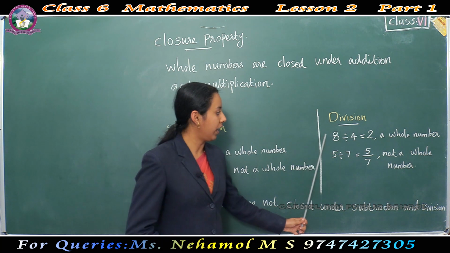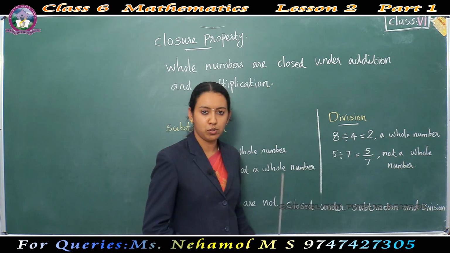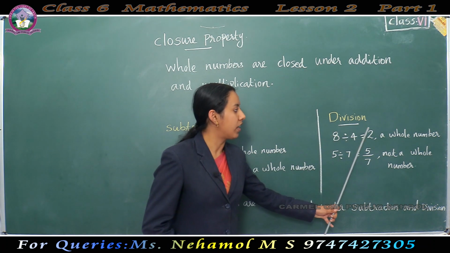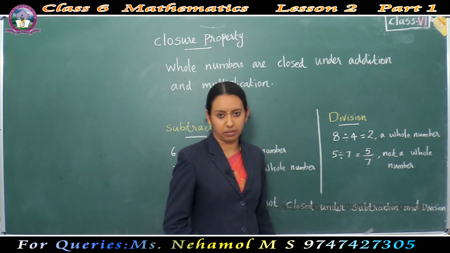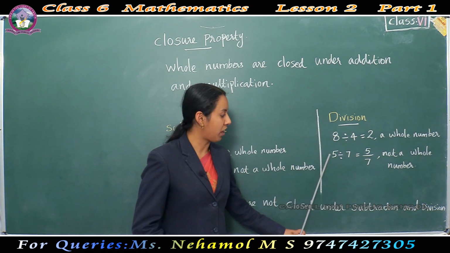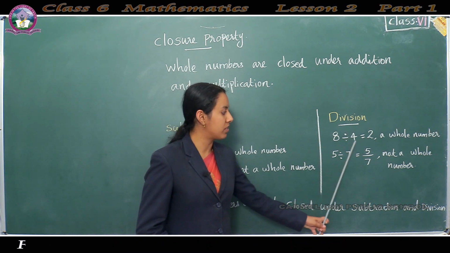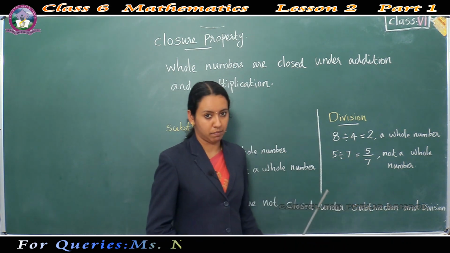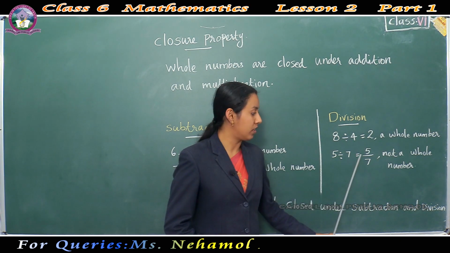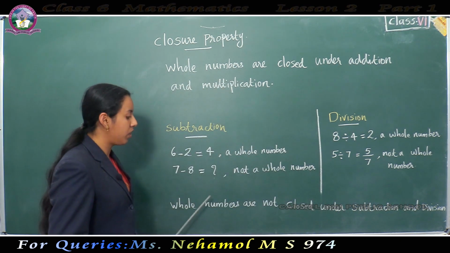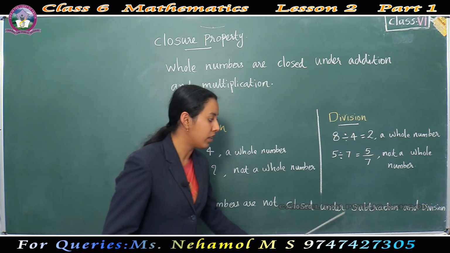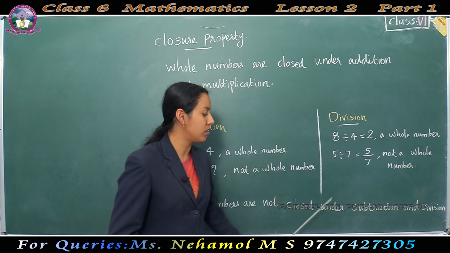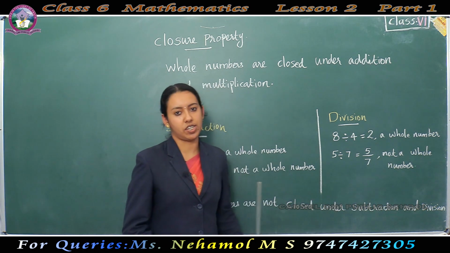Consider division. 8 divided by 4 equal to 2. We know that 8 is a whole number, 4 is a whole number. The answer 2 is also a whole number. But what about this one? 5 divided by 7 is equal to 5 by 7, and it is also not a whole number. So, whole numbers are not closed under subtraction and division.